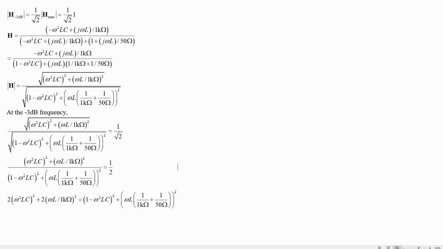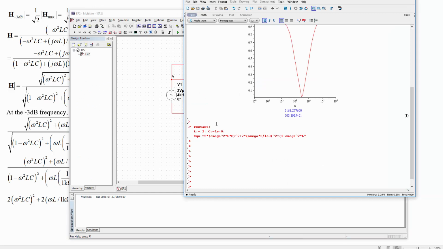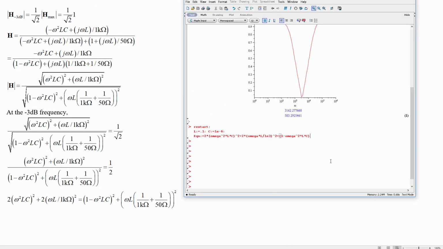So in particular, we can jump right to this line in our calculator, and that'll be L is equal to 0.1, C is equal to 1e minus 6, and the equation says 2 times, let's just use omega, omega squared times L times C squared plus 2 times omega times L over 1e3 squared is equal to 1 minus omega squared times L times C, and that's all squared, plus omega times L times 1 over 1e3 plus 1 over 50, all squared. Okay, so there's our equation.